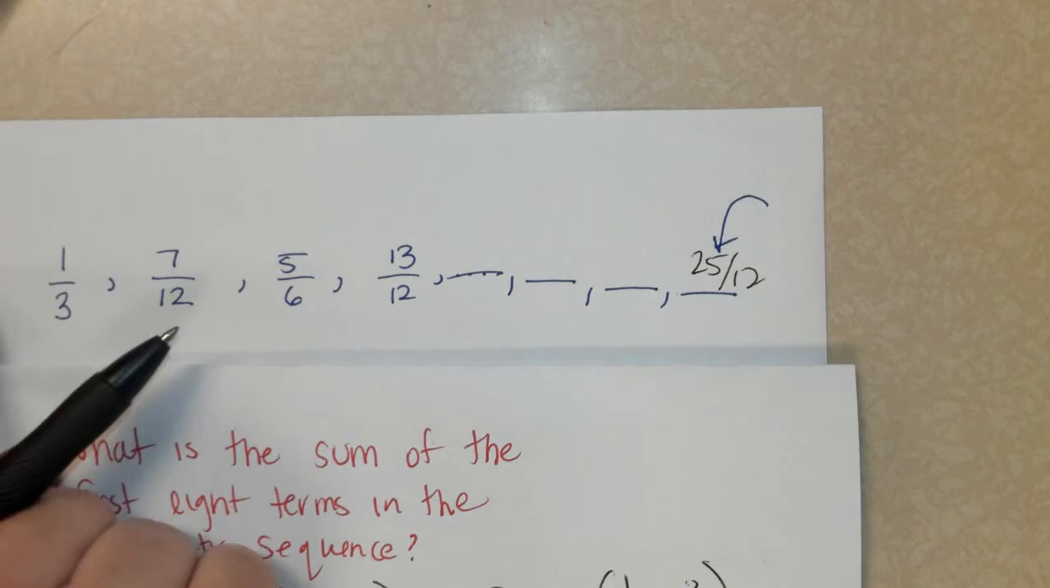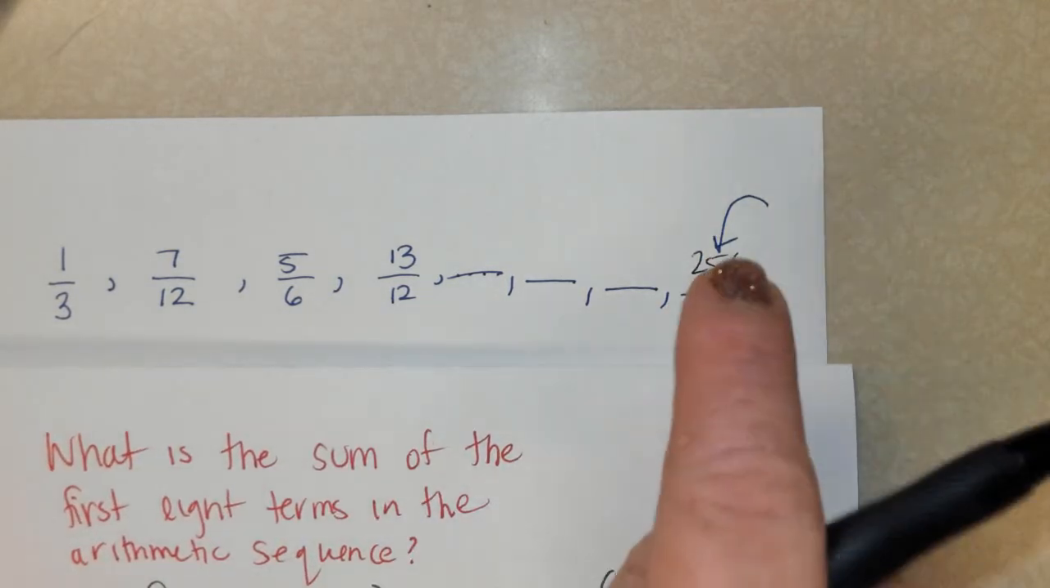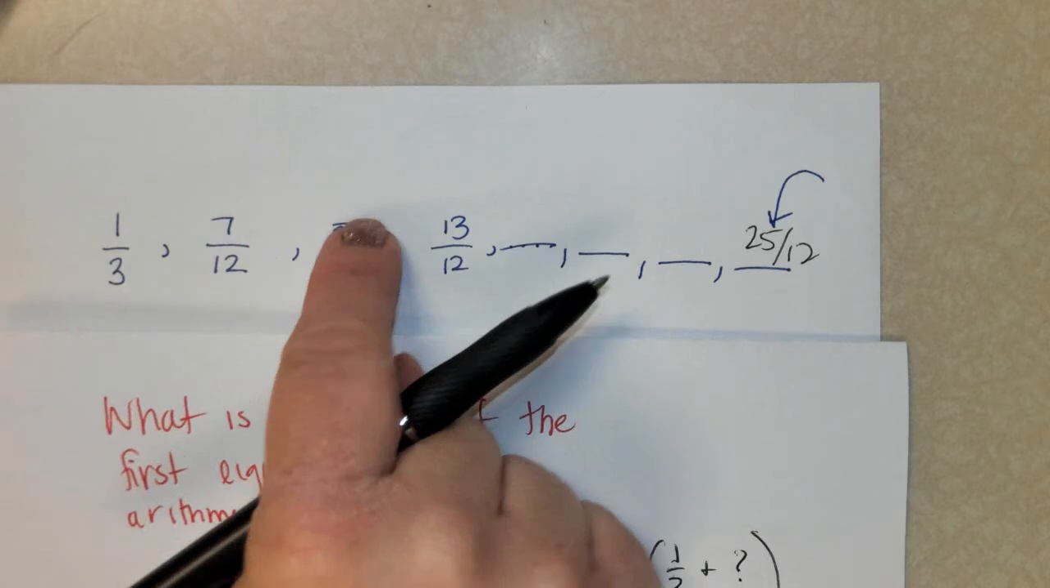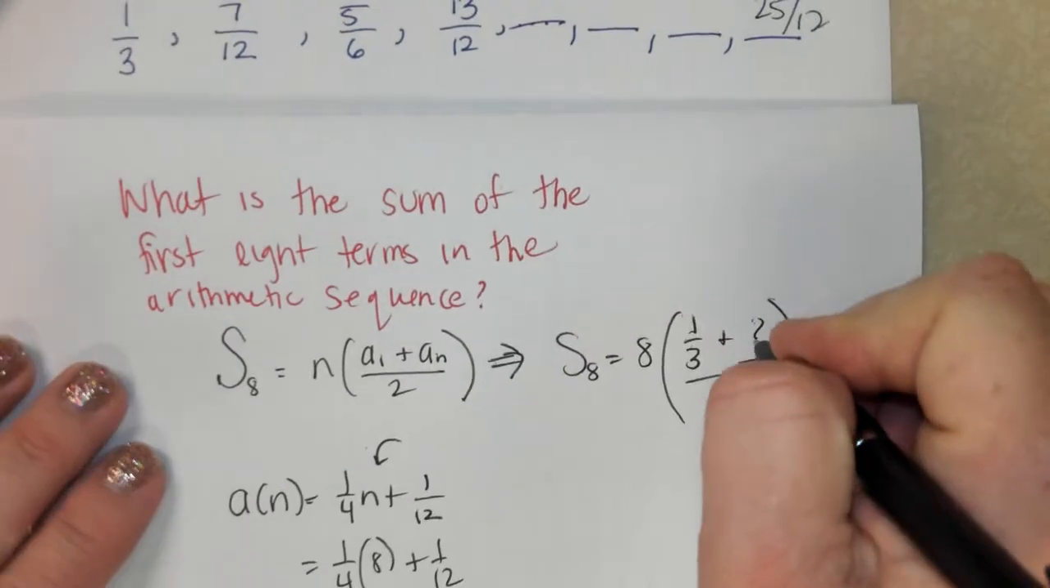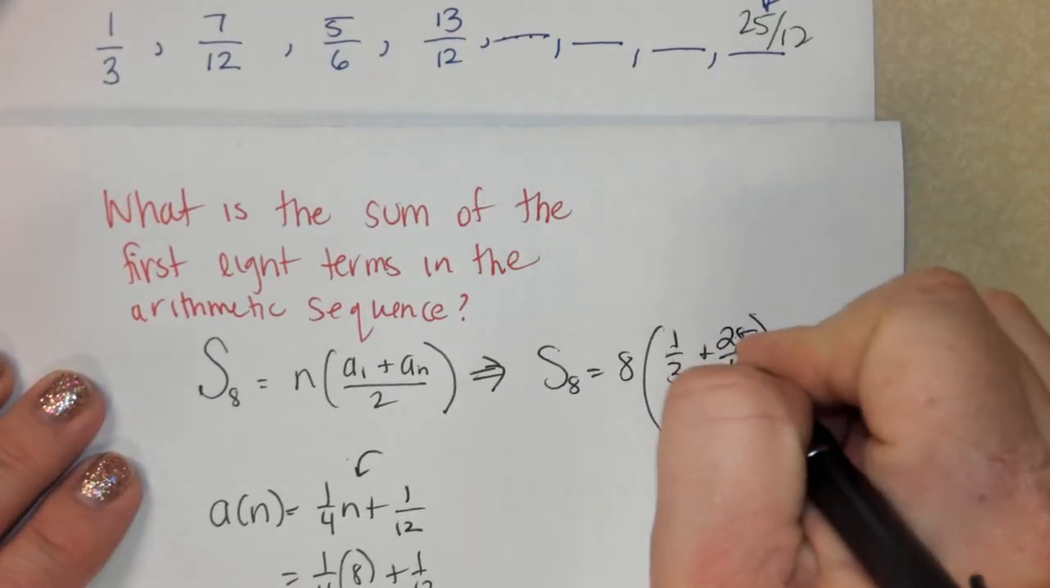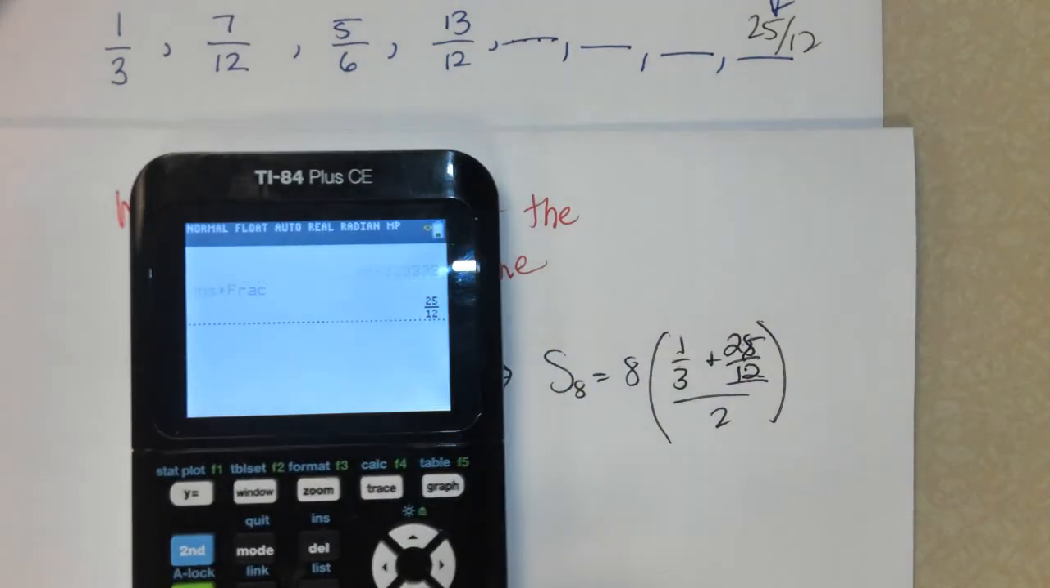That does not represent adding them all together. That is simply the 8th term. First term, second term, third, fourth, 8th term. So I'm going to replace this question mark with 25 over 12. And the rest, I'm going to let the calculator do the work.